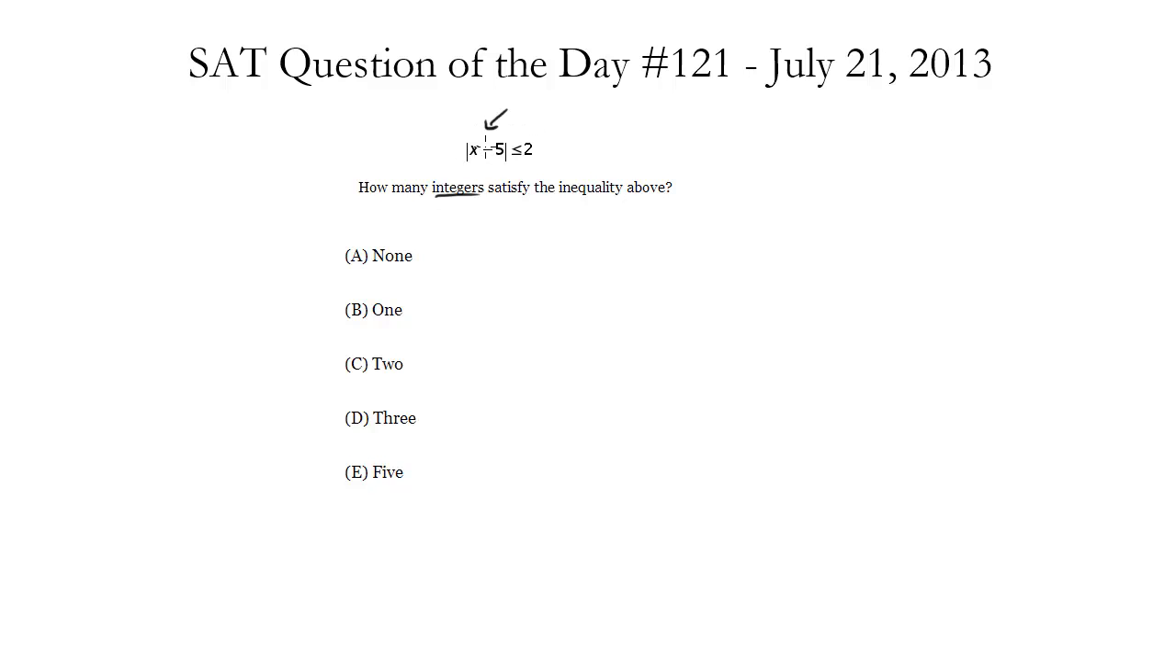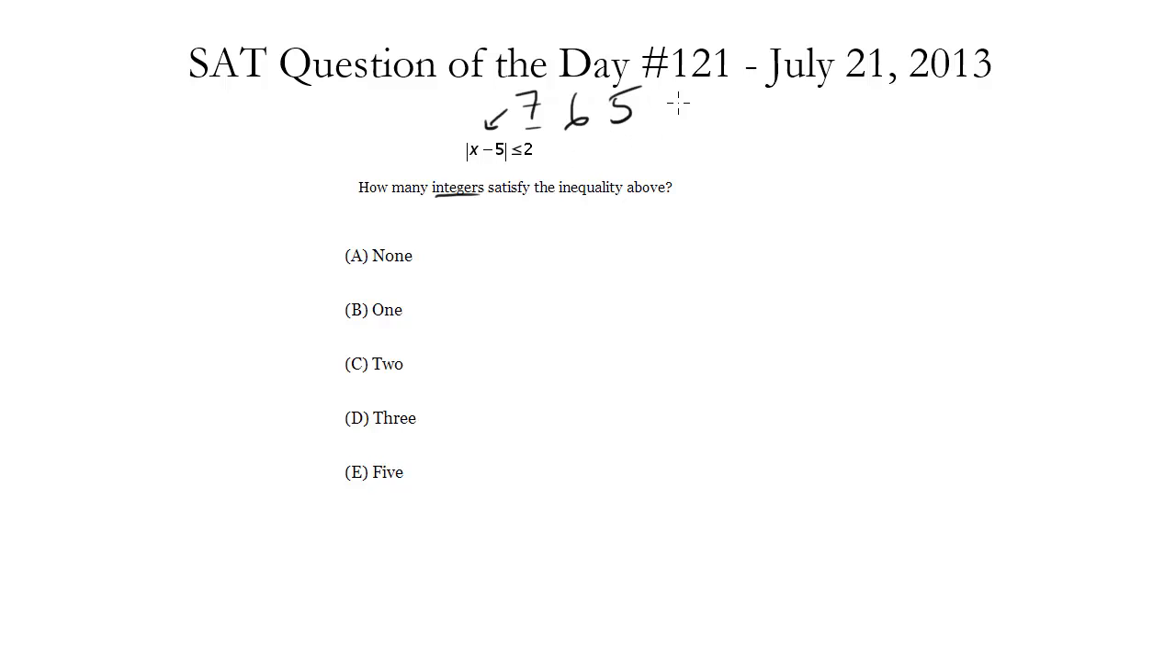Let's start with, well, how about 9? Well, 9 minus 5 is 4. That's not less than 2. 8 minus 5 is 3. That's not less than 2. 7. 7 minus 5 is equal to 2, and 2 is obviously less than or equal to 2. It's equal to it, so 7 works. How about 6? Well, 6 minus 5 is 1. 1 is less than 2.